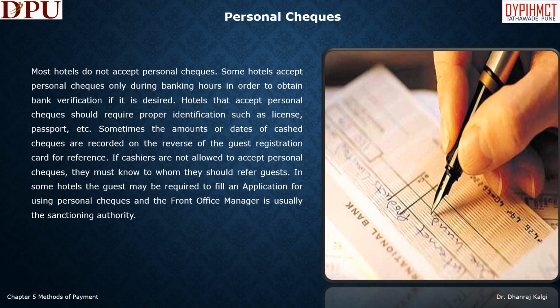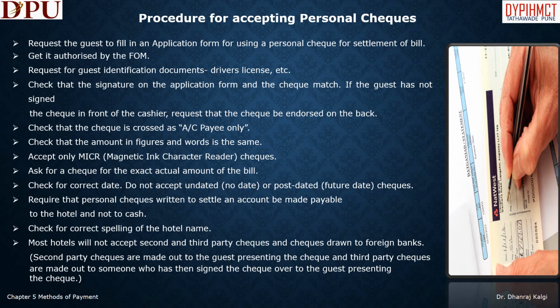In some hotels, the guest may be required to fill an application for using personal checks, and the front office manager is usually the sanctioning authority. Procedure for accepting personal checks. Request the guest to fill in an application form for using a personal check for settlement of bill. Get it authorized by the FOM.